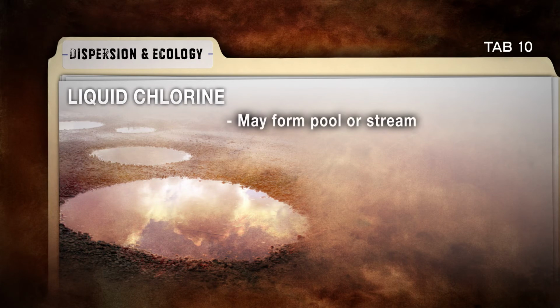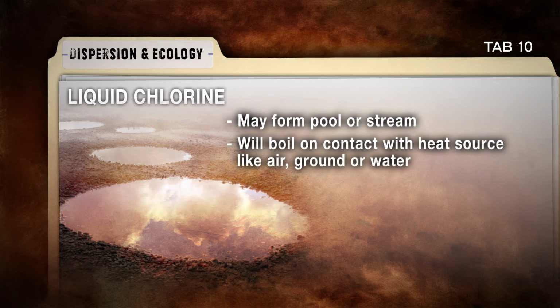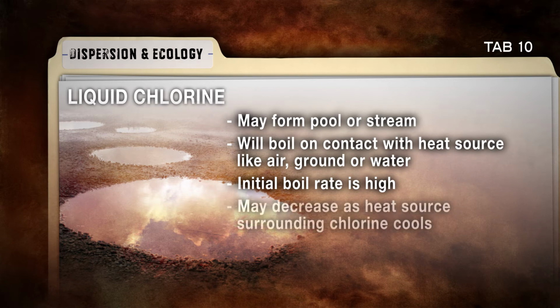Escaping liquid chlorine may collect in a pool and may actually form a running stream. Liquid chlorine, upon contact with any heat source, like the air, ground, or water, will boil. Typically, the rate that the liquid becomes a gas will be relatively high initially and may decrease as the heat source surrounding the chlorine is cooled.